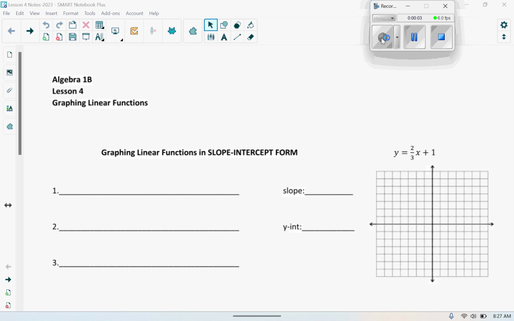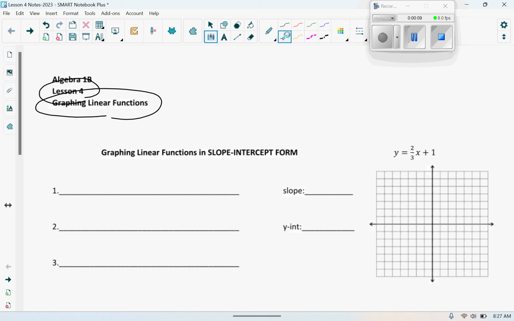Hey guys, welcome to lesson 4, where we're going to talk about graphing linear functions, and we're specifically going to talk about graphing in point-slope form. So you guys are familiar with slope-intercept form, and that's where you have y equals mx plus b. This is a form that everybody's pretty comfortable with.